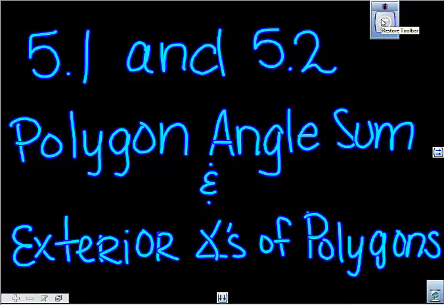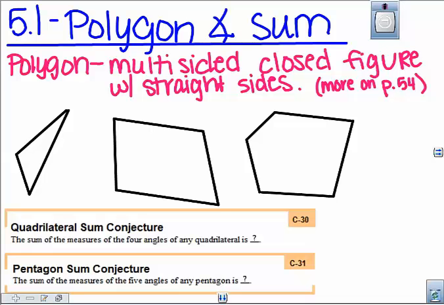Alright, we're talking about 5.1 and 5.2, which are polygon angle sum and exterior angles of polygons. Okay, so first things first is 5.1. Remember that a polygon is just a multi-sided or many-sided closed figure with straight sides. There are no curves. They are all straight sides, and it's closed. There's no openings. And poly just means many, so it's a many-sided figure.